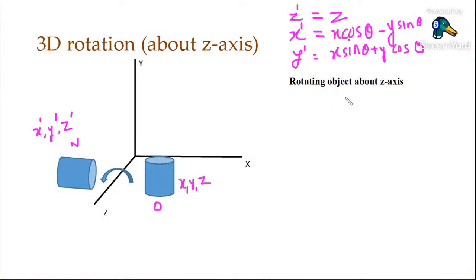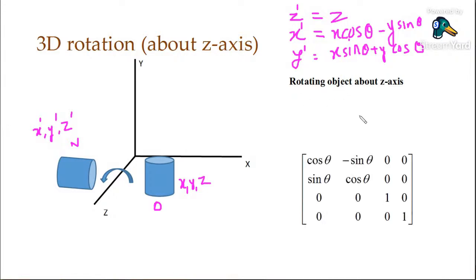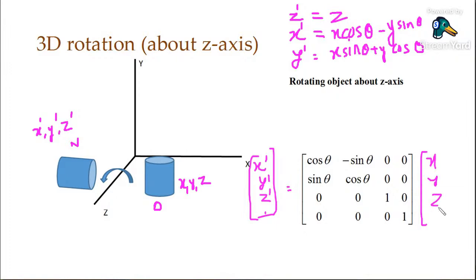So we'll write it in terms of a matrix. How can we write it in terms of a matrix? So this is the matrix we have, and whenever we have the matrix, we write it like this: x dash, y dash, z dash, 1 is equal to the matrix multiplied by x, y, z, and 1. So it will multiply cos theta with x, minus sin theta with y, and 0 with z. Finally z dash will be z, and 1 will be 1.